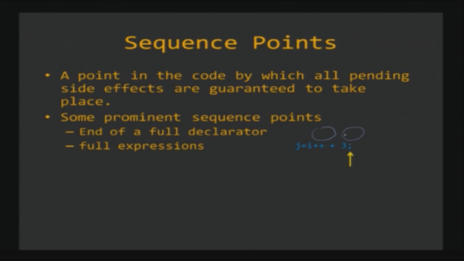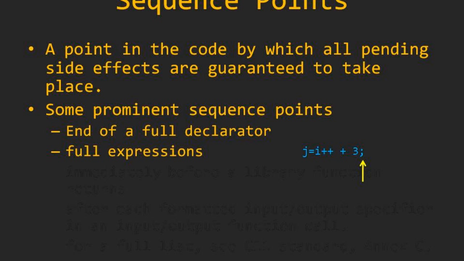The surprising thing is when you have full expressions. Suppose you have j equal to I plus plus plus 3. The major thing to understand is when the I plus plus is supposed to happen. Will it happen immediately after I plus plus? The C standard does not say that it has to happen. The C standard says that the next sequence point is the semicolon. When you see the semicolon, you will know that this whole thing, j equal to I plus plus plus 3, is what is known as a full expression.